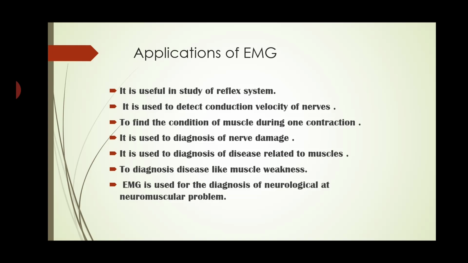Applications of electromyogram. First, it is used in the study of the reflex system. It is used to detect conduction velocity of nerves. To find the condition of muscle during contraction. It is used for diagnosis of nerve damage. It is used for diagnosis of diseases related to muscles, like muscle weakness. EMG is used for the diagnosis of neurological and neuromuscular problems.